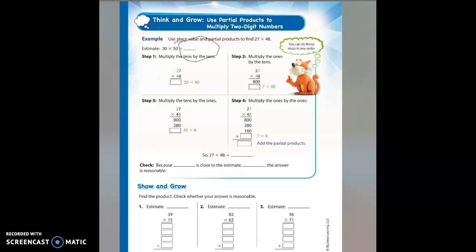Then you're going to multiply the tens by the tens. See over here. Sorry, very messy. So getting used to my pen.